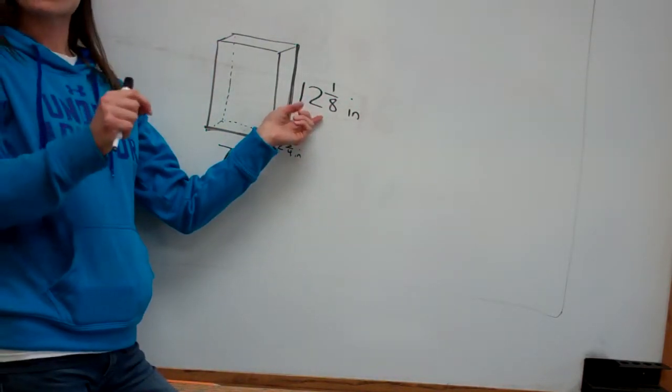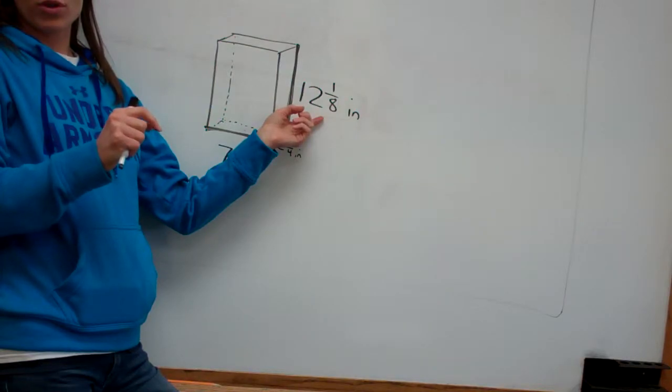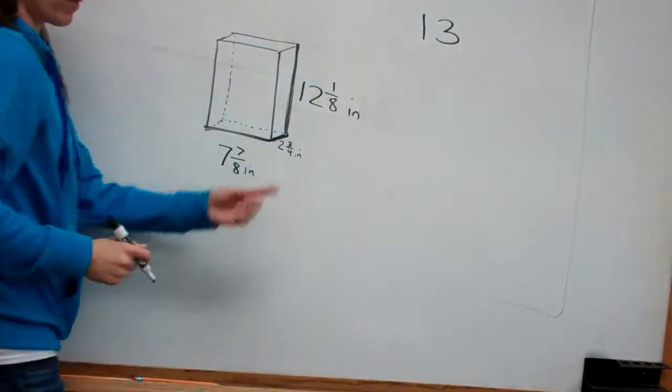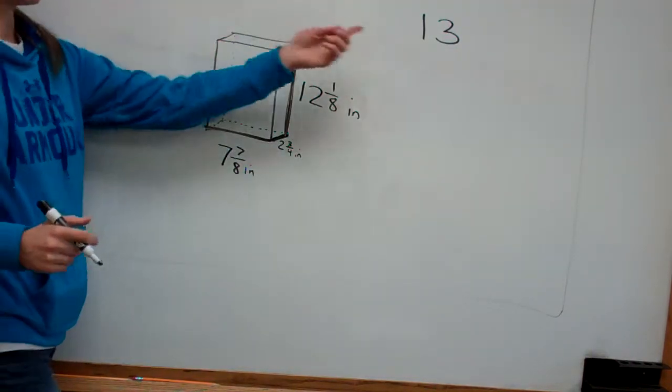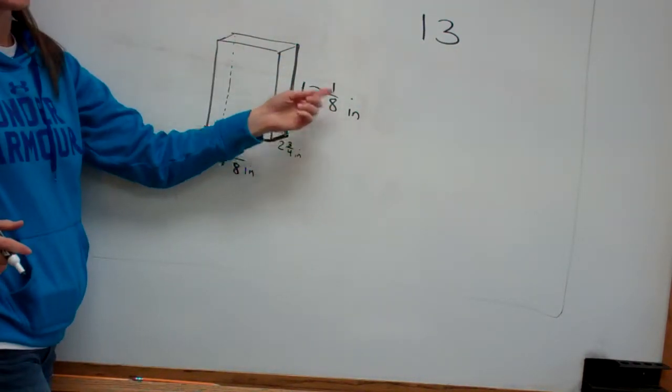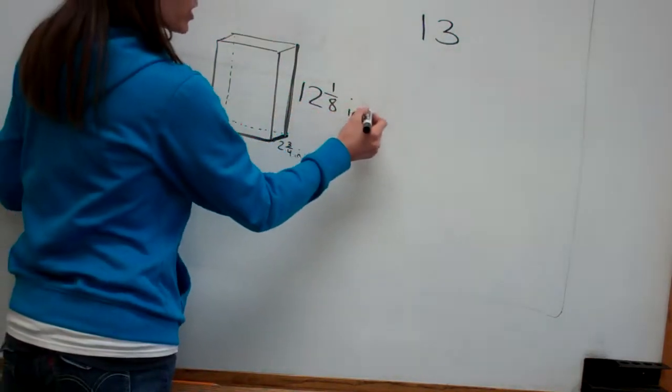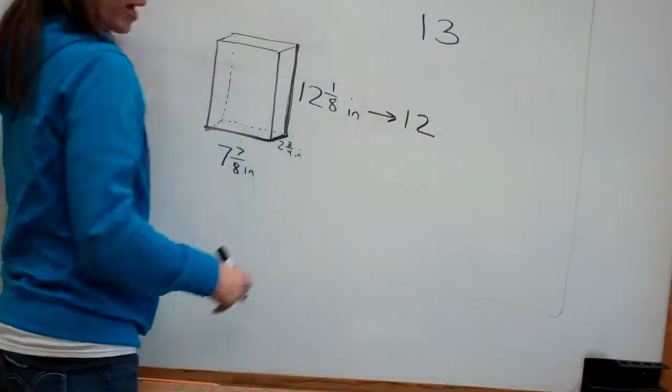So, 12 and 1/8, y'all did this the other day. What would 12 and 1/8 round to? It's in between two whole numbers, 12 and 13, and 1/8 is closer to 12. Does everybody remember us doing that? So this one I'm going to turn into 12.